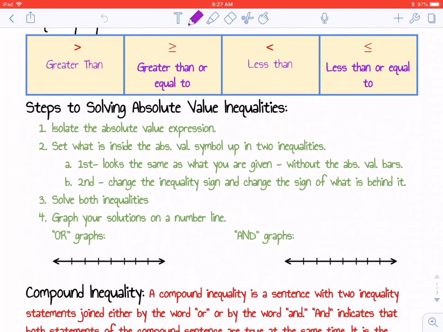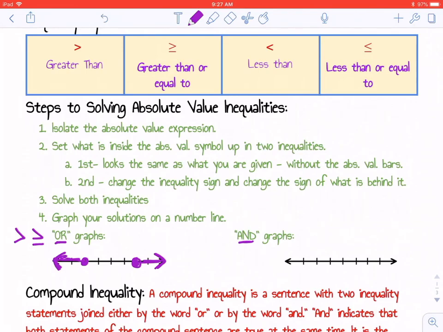We have OR graphs and we have AND graphs. So if you're given a problem with a greater than or equal to sign, your graph should always look like what we call an OR graph, which means you're going to have numbers that go away from each other, like two sets of numbers that are not overlapping. So something like that is just a random example.